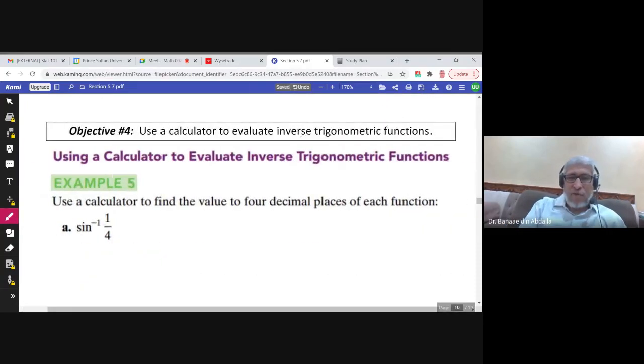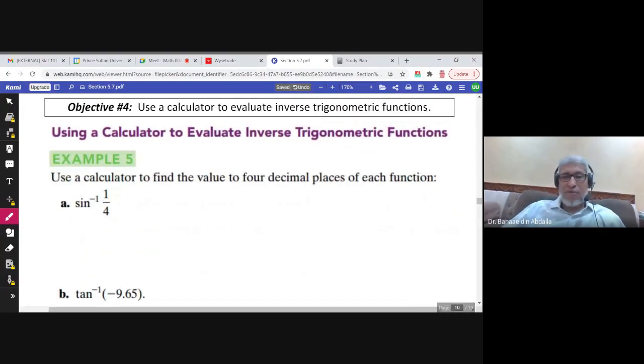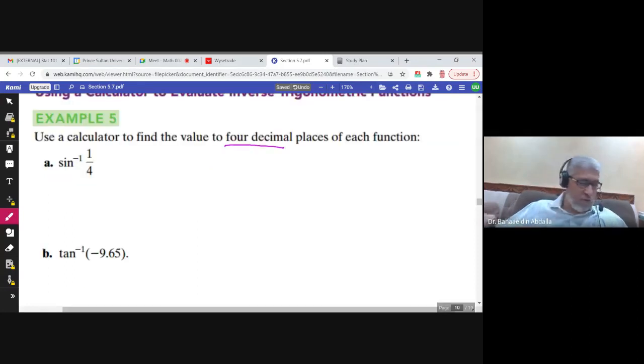And let us now go to the calculator. How to use the calculator to evaluate the inverse trigonometric functions. Use a calculator to find the value to 4 decimal places of each function. Let us do it together. Now, sine inverse 1 over 4. What would you like your answer? Would you like to have it in degree or in radian? He did not say anything here, so I will use radian.